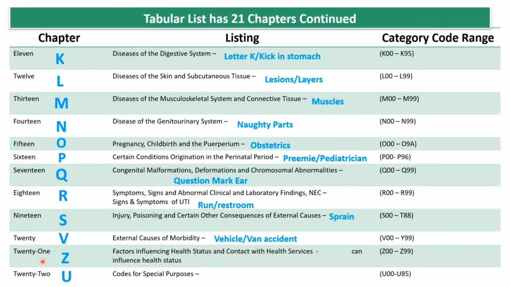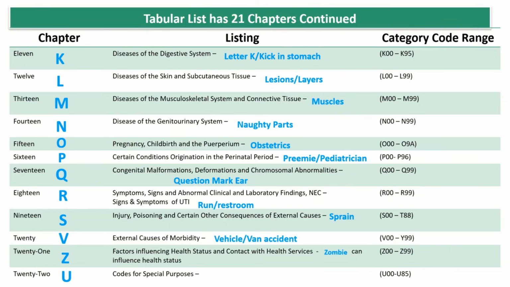Next, Chapter 21, factors influencing health status and contact with health service providers. They influence your health status. And Z00 through Z99, when we think of anything that can influence our health status, we think of a zombie because they can do it.